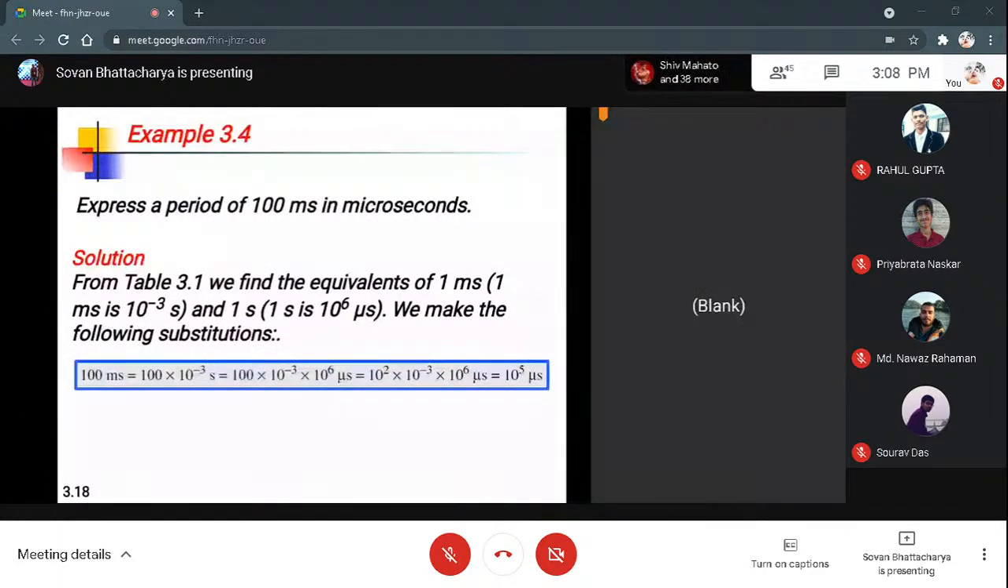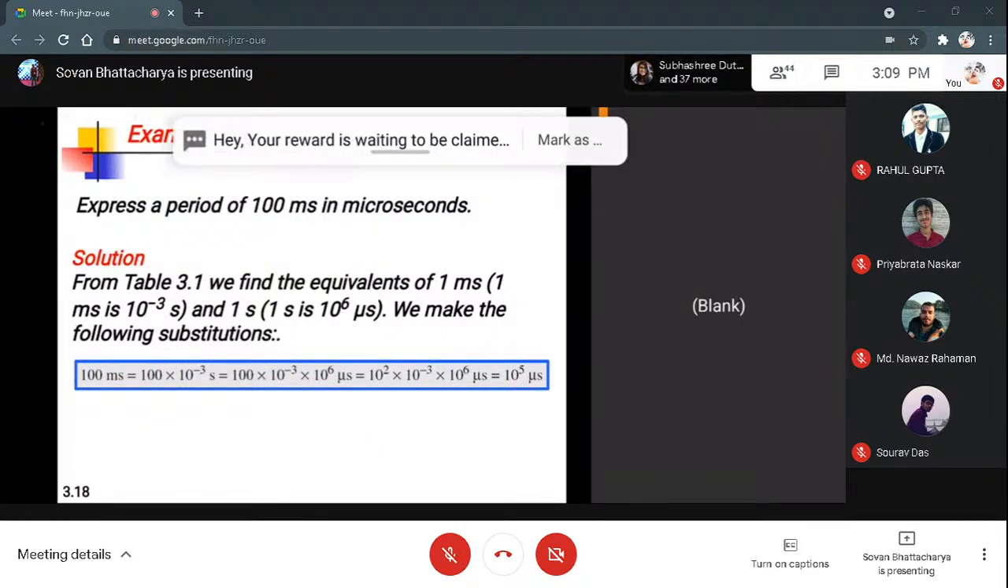Okay. So next example, the time period is 100 milliseconds, or 100 microseconds. Now we have to find out the microsecond. I think you know the millisecond to microsecond conversion.